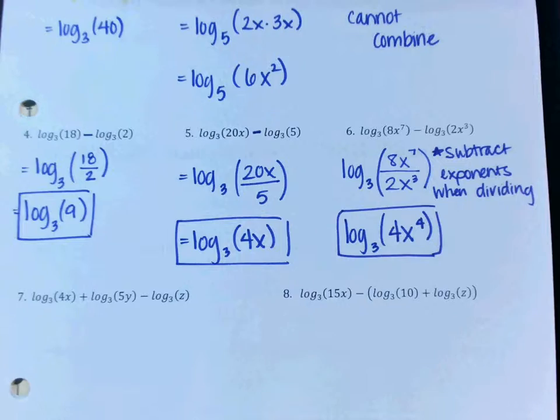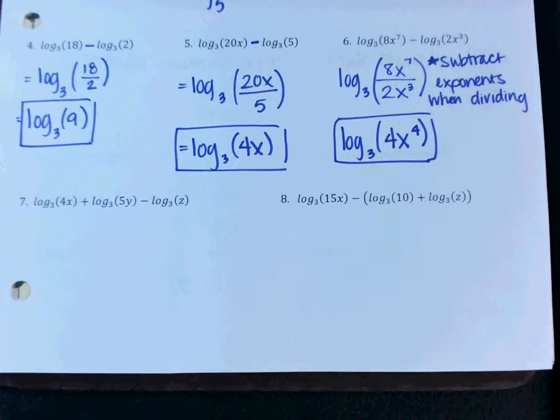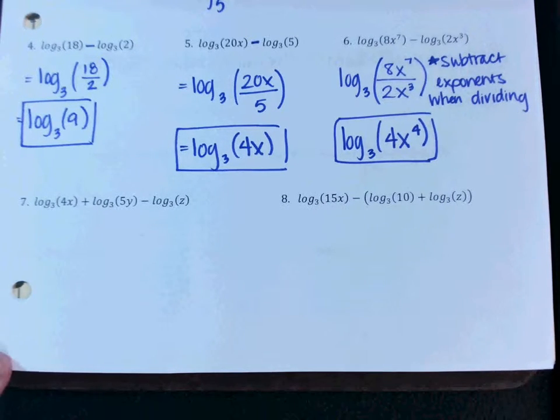Alright, so let's get down to 7 and 8. Now notice that 7 and 8 all have 3 logs. So you can put them all together in one step, or you can break it up into steps. It's really up to you. Number 7, what am I going to do with the 4x and the 5y? Let's just put these two together first.